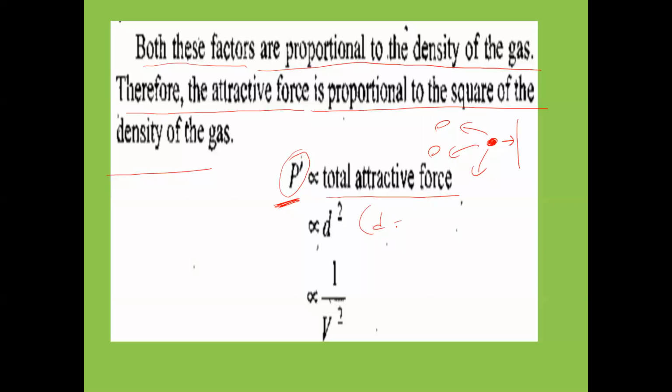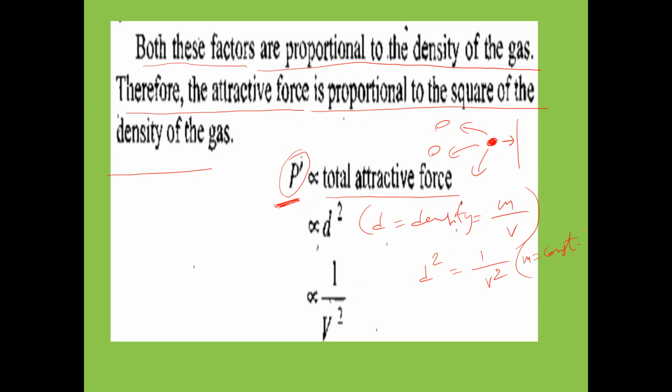D is the density. So density is equal to mass by volume. Density is equal to mass upon volume. Now, in this case, we have taken d square. If you take d square, it is 1 by V square per unit mass.